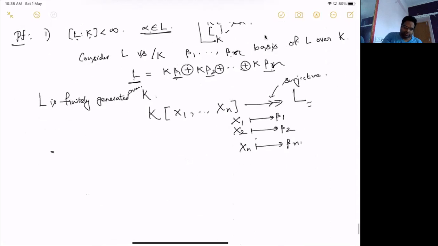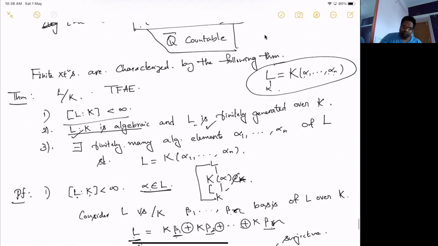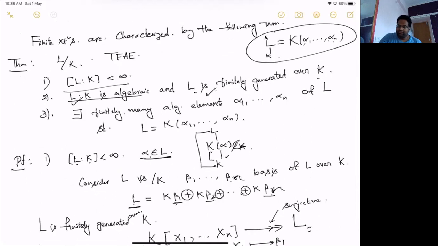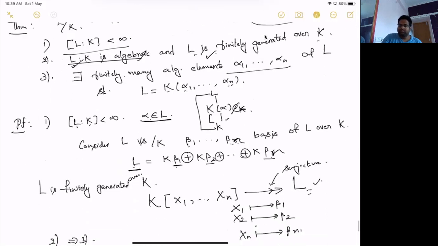Now 2 implies 3 is trivial, because if L is algebraic and L is finitely generated over K, it means there exist finitely many elements beta 1 up to beta n, each of them algebraic because L over K is algebraic, such that L is equal to K of alpha 1 up to alpha n, which is precisely what this means.